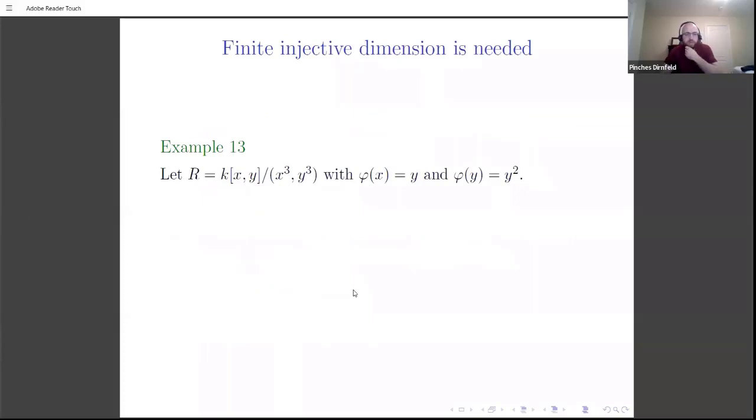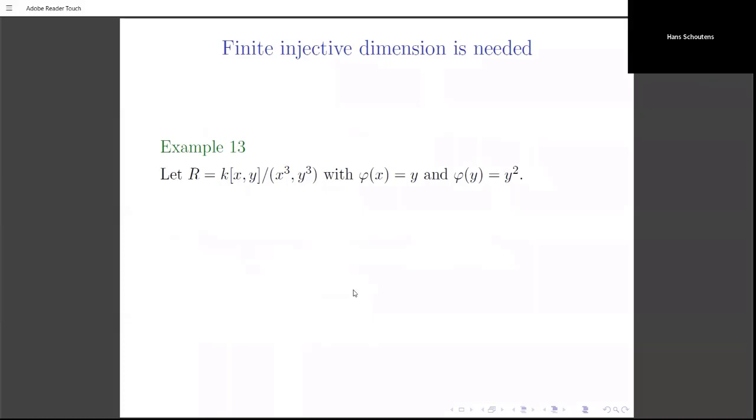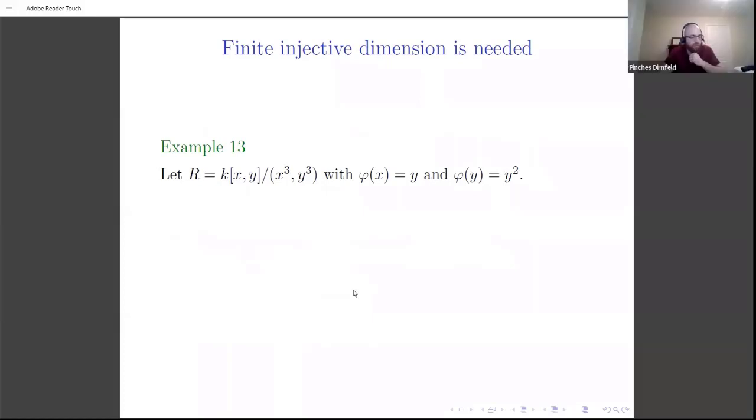So let me give an example of a complex that doesn't have finite projective dimension, also doesn't have finite injective dimension, where you take the first step under a contracting endomorphism, it still stays bounded, but obviously eventually cannot stay bounded. Let me give you the same example I had earlier. So R is k[x,y] mod x cubed y cubed, and phi sends x to y, and y gets mapped to y squared.